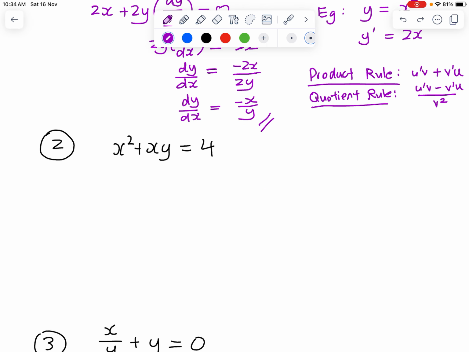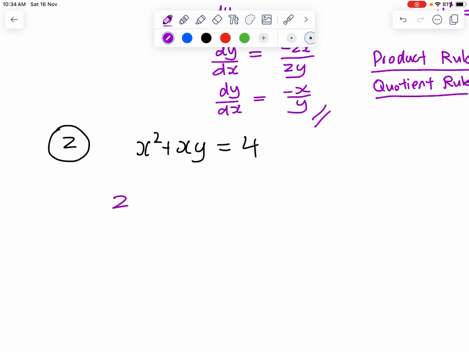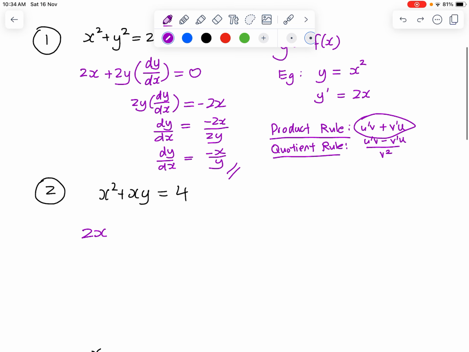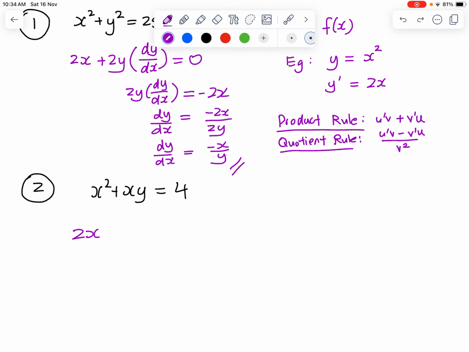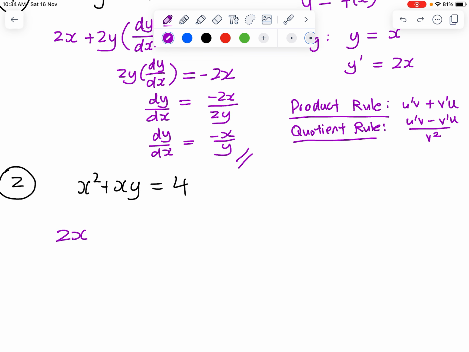And now let's try another question. Again, same pattern. The derivative of x squared is 2x. And remember here, this is x times y, so that is the product rule. So we want to go back and use this rule. Because it is multiplication, we have to use this rule. So let x be u and y be v. The derivative of x would be 1 times y.